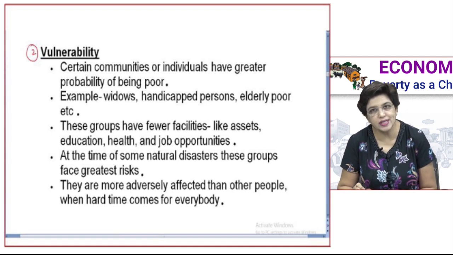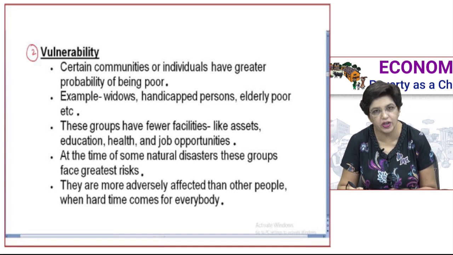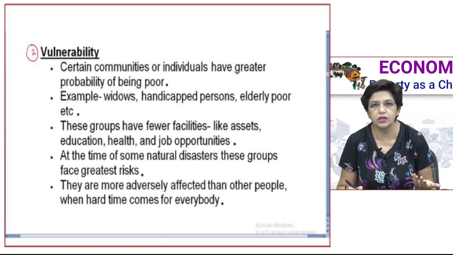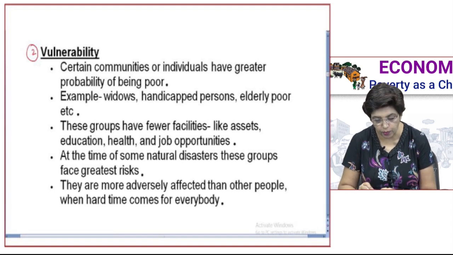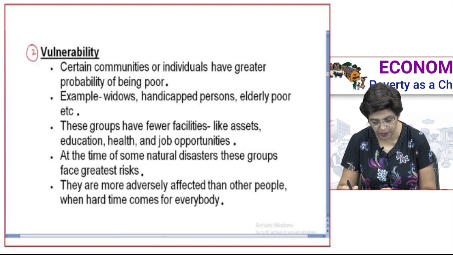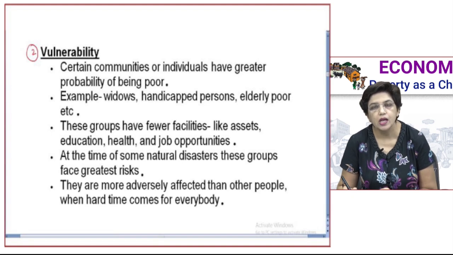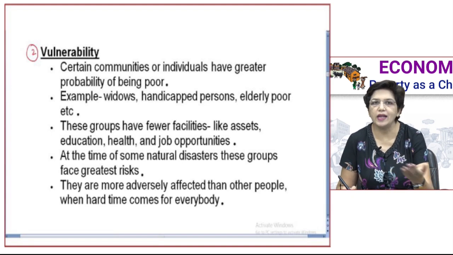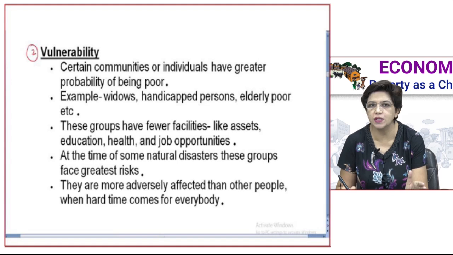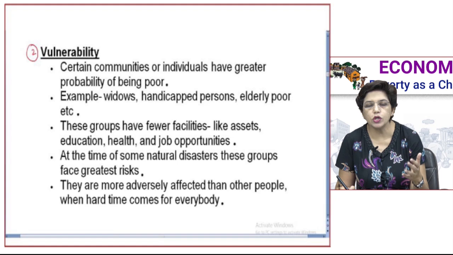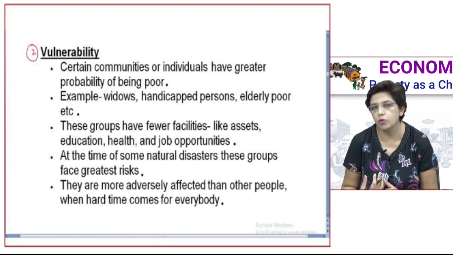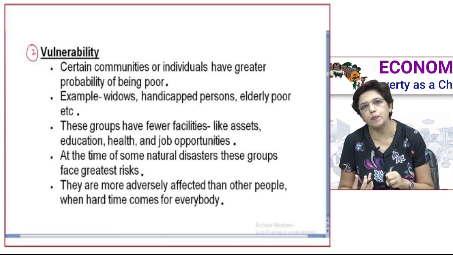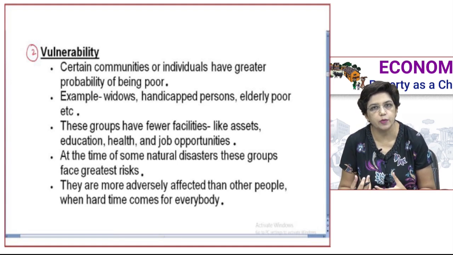At the time of some natural disasters, these are the groups which face the greatest risk. Although disaster is for everyone, these groups face higher risk. They are more adversely affected than other people when hard times come for everybody. So basically, I'll give you an example. If there is a shortage of some grain in a region, then because of shortage, the demand becomes high, the supply is low, so the prices of the commodities rise. So it is the poor people who cannot afford to buy at the higher prices.